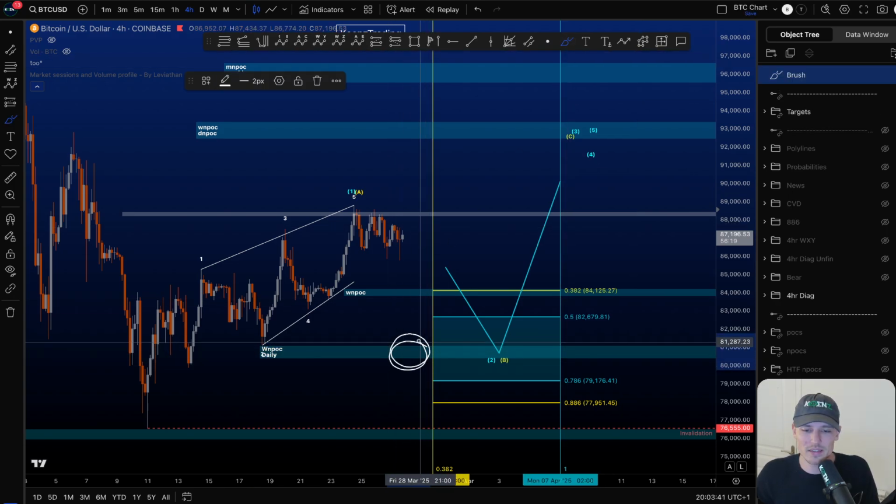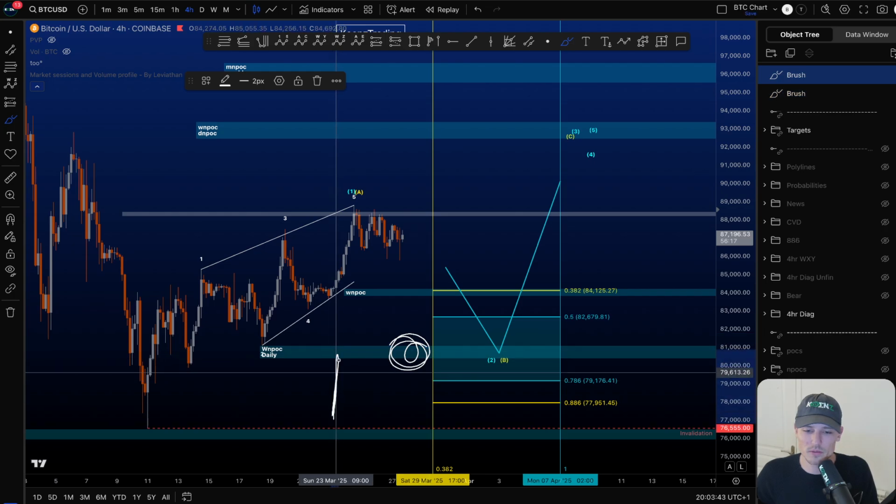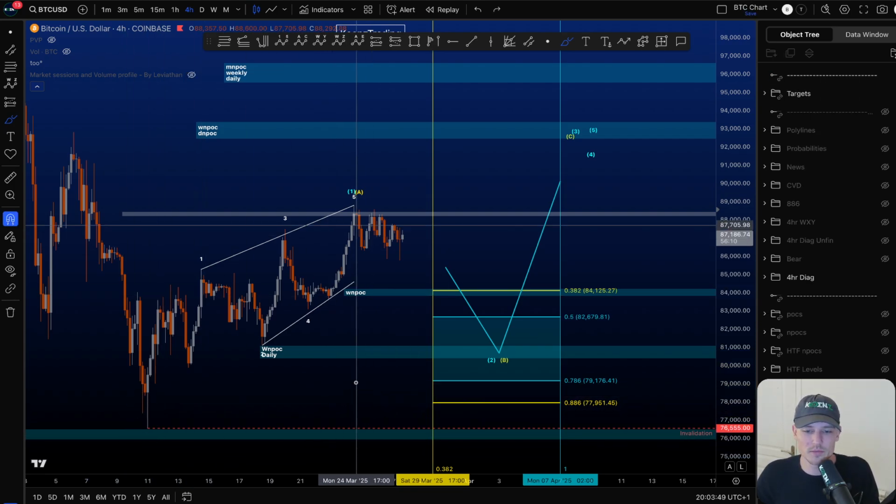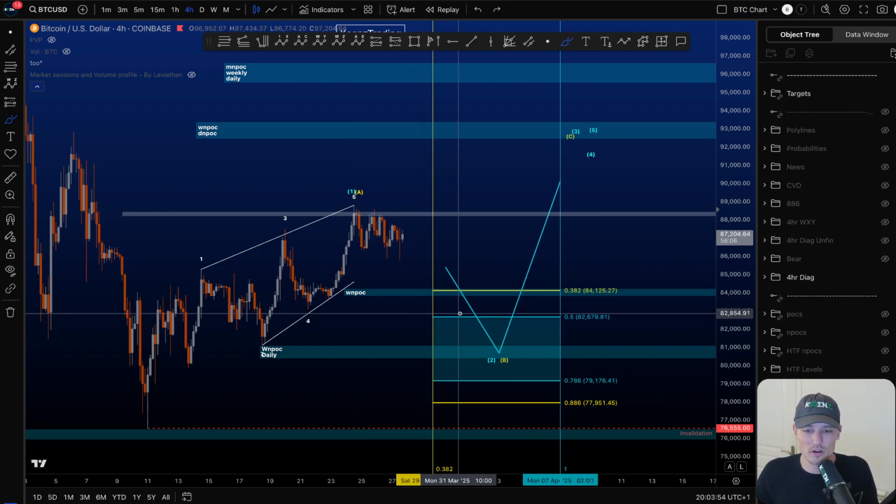And as you can see, this is actually very important support because below this blue box, there is a bit of a gap. There's not really anything going on till we take the low at 76.5K, which also is the invalidation for this bullish scenario.